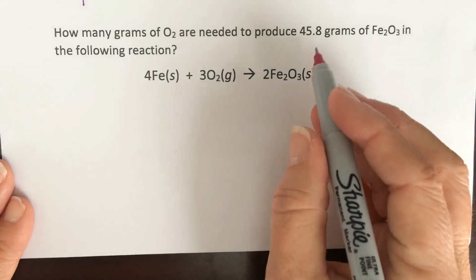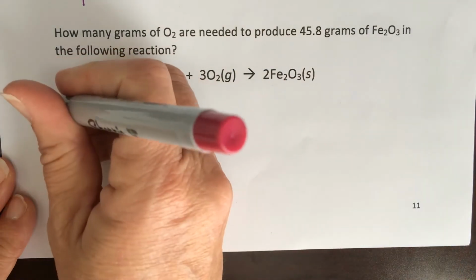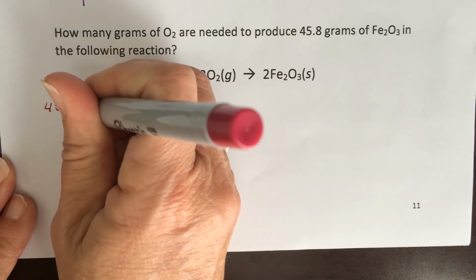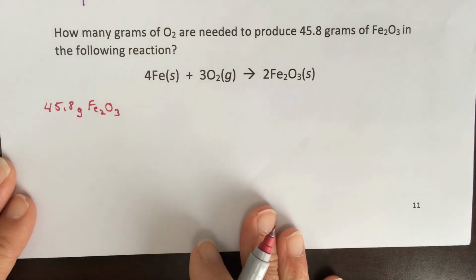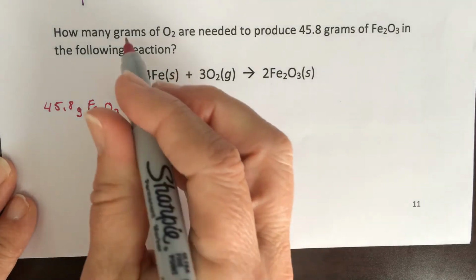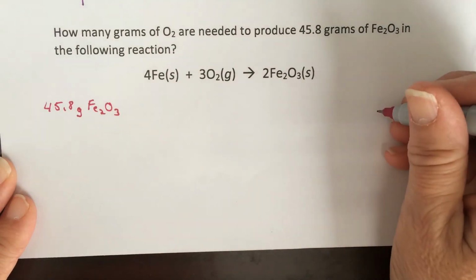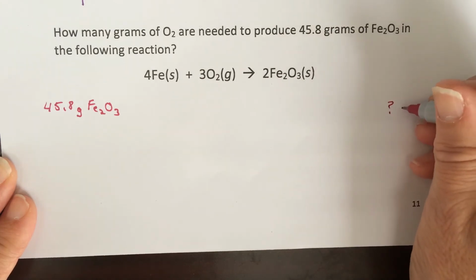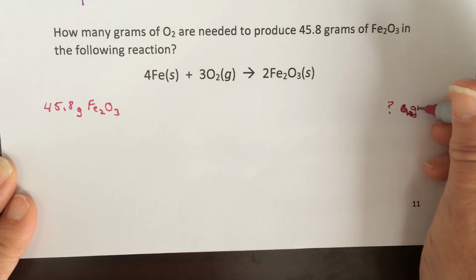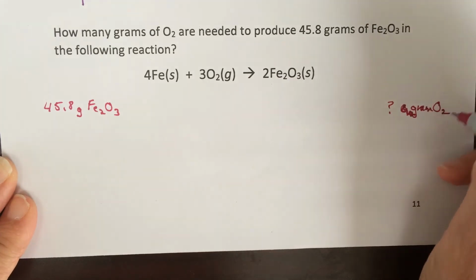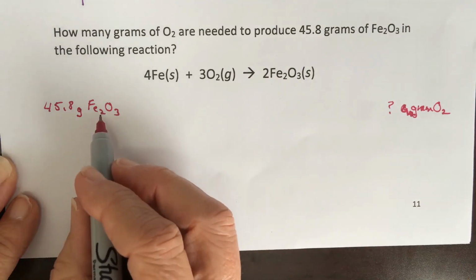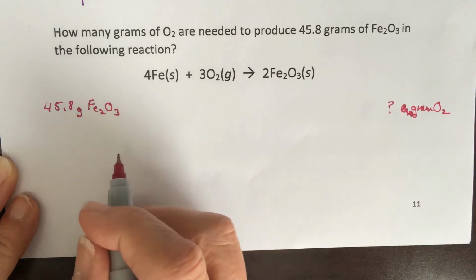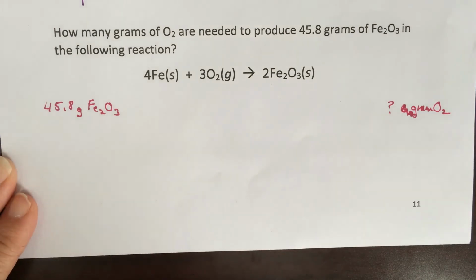In this problem, we're starting with 45.8 grams of our iron oxide. Lots of rust coming out here. And we'd like to know how many grams of oxygen. I'm giving myself lots of room, so I can write grams of oxygen. We're going to need to change iron oxide to oxygen. So we're going to have to go over the mole bridge, is what it's sometimes called.